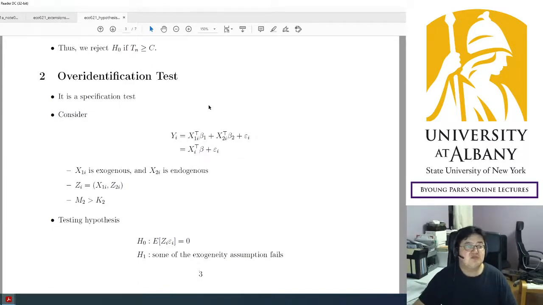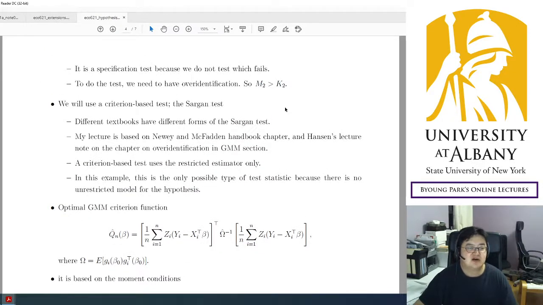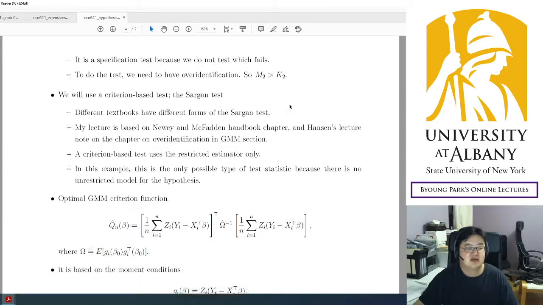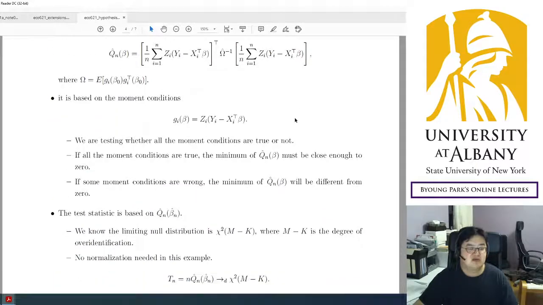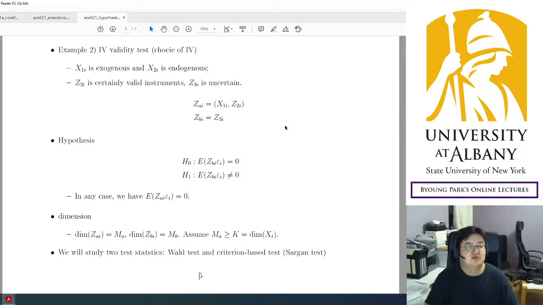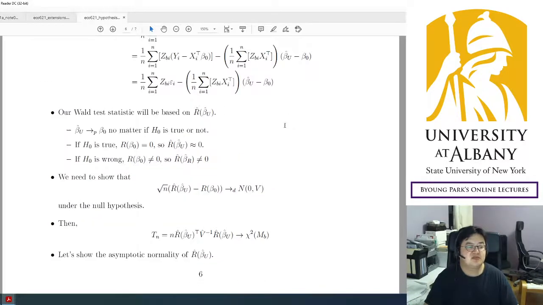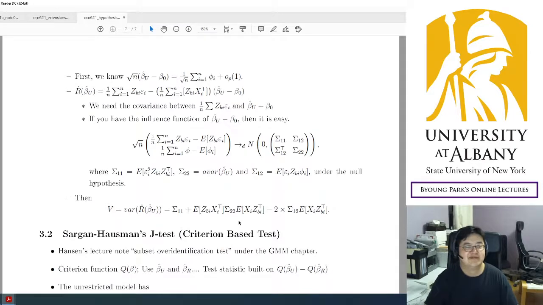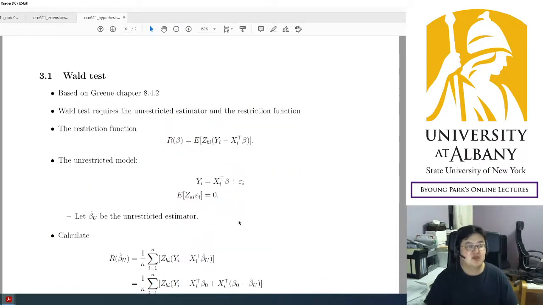And here you can see a more updated, polished lecture note for the Sargan test, the overidentification test, and the exogeneity test. So it must be pretty much the same Wald test, Sargan-Hansen test. Here I multiplied by n now. So it's the same. I think this part is the same. So if you are willing, you may read it.